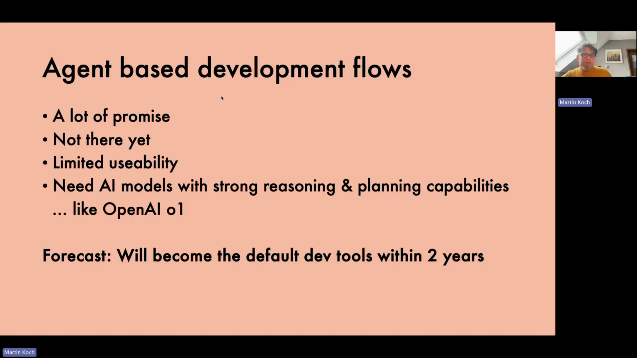So these agent-based development flows, a lot of promise. They're not really here yet where we want them to be. Limited usability, but they can help you. I'm really looking for the improvements of what we get out of them with the reasoning models that are coming along. And my forecast is that while they are not the go-to tool for today, possibly, they will become the default one within the next 2 years. So my recommendation is try them out and get a feel for them.